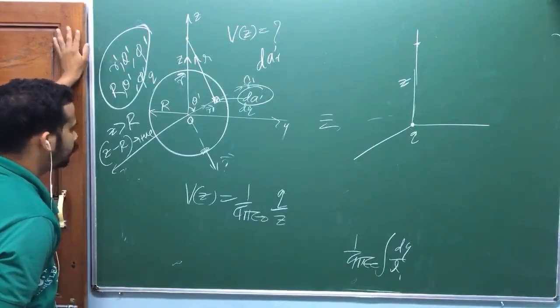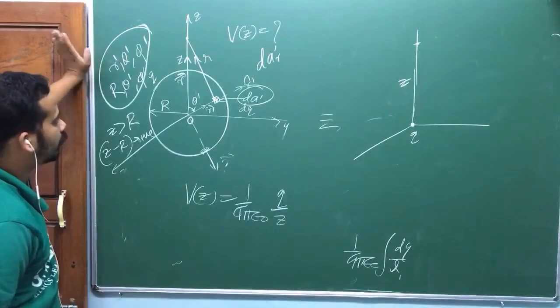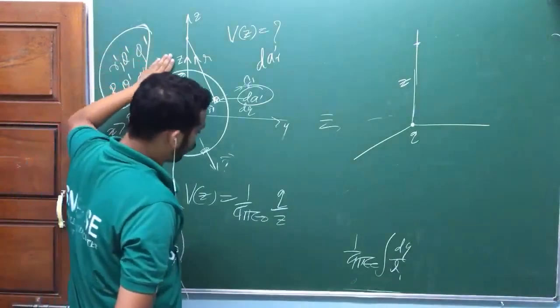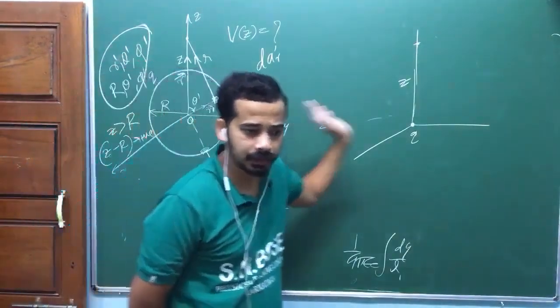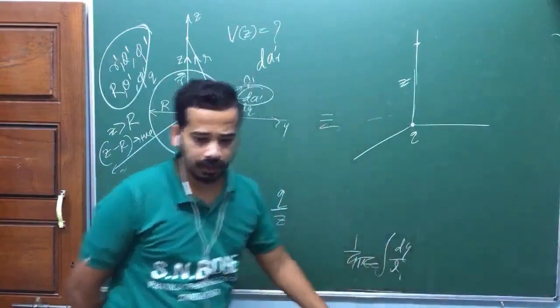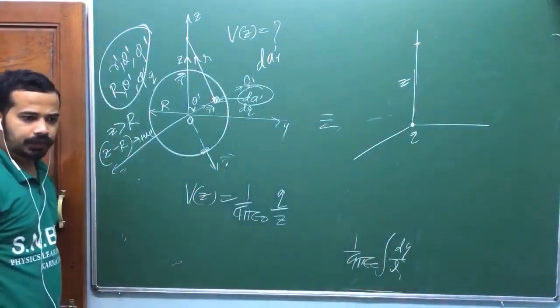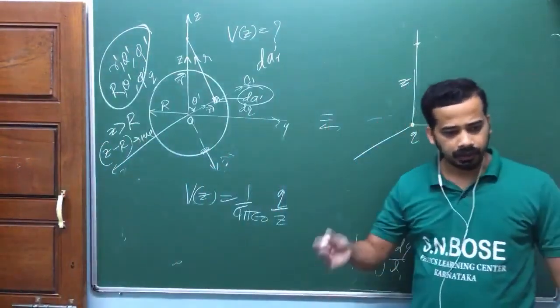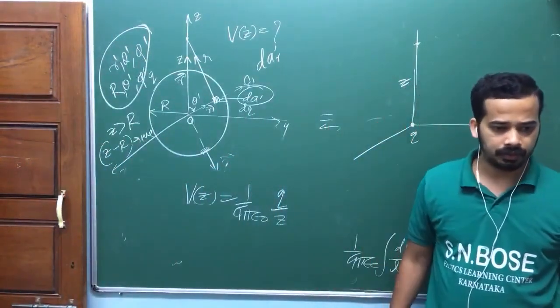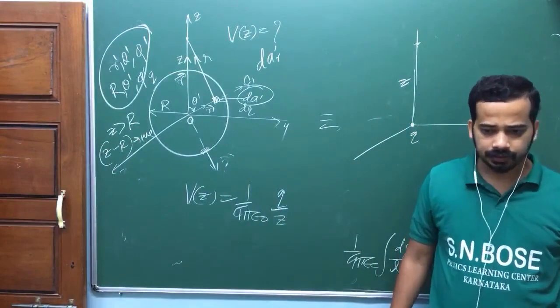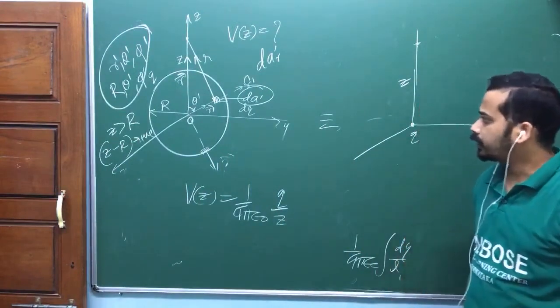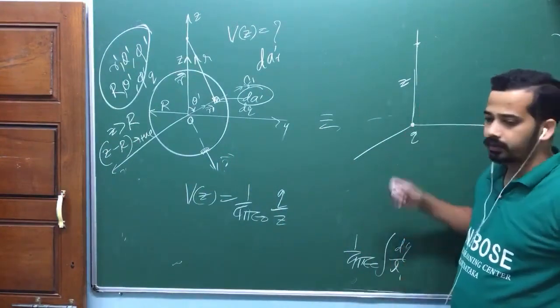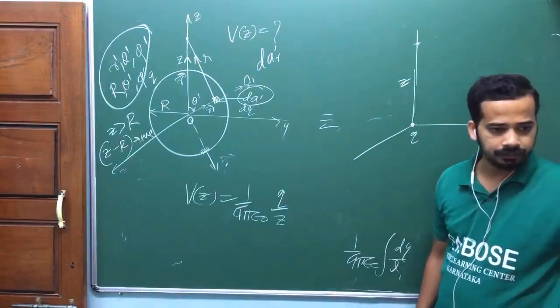Sir, Z is a very large distance from that sphere. No, not even a large distance. For a finite distance also the same is true. We haven't taken any approximation that Z is large. Even for a finite distance from the origin, outside the sphere, the electric field as well as the potential looks like that due to a point charge at the origin. We have seen that.